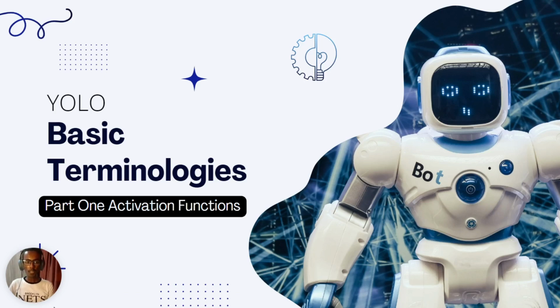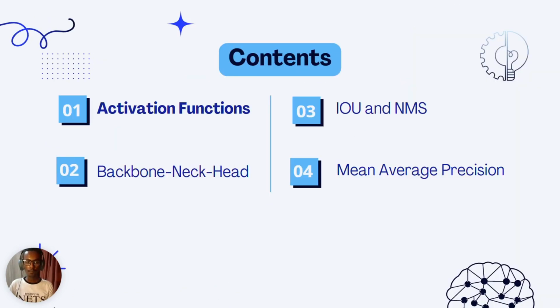And in this video, we're going to start off with activation functions. So basically, the contents of the basic terminologies section includes activation functions, and second, we will take a look at the structure of YOLO, which includes the backbone, neck, and head. On the third section, we will talk about metrics like IOU and non-maximum suppression. And finally, we will finalize this section by discussing the mean average precision.